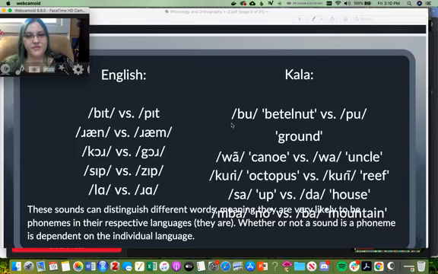Here are some examples from Kala, which is a language that I've worked on in Papua New Guinea. We have boo, which means betel nut, or buai, and we have pu, which means ground. So changing a B for a P sound is making a difference in the meaning, so we can tell that those sounds are contrastive.